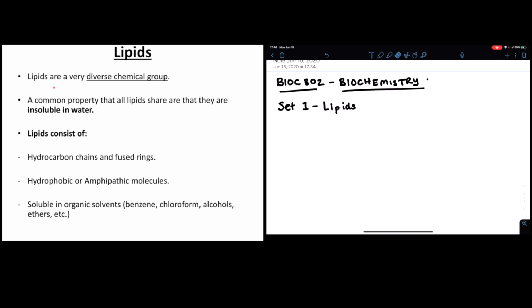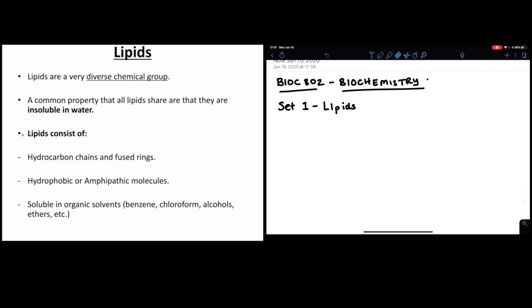So, lipids are a very diverse chemical group. When we look at these molecules, we're going to find that they have some similarities to each other, but there are a lot of differences. But the main common property that they have is that they are all insoluble in water. So I always say that lipids are kind of like a hate group. They all hate water molecules.